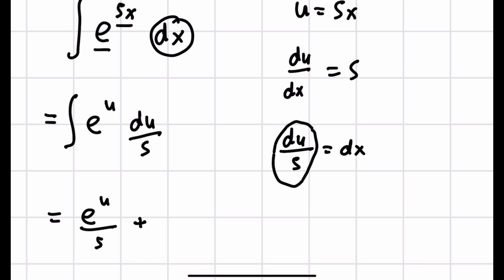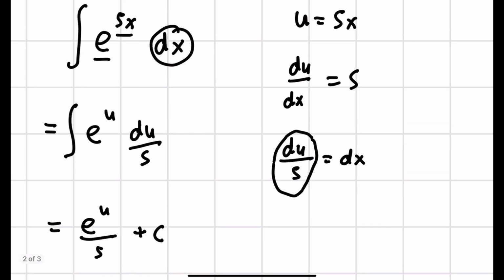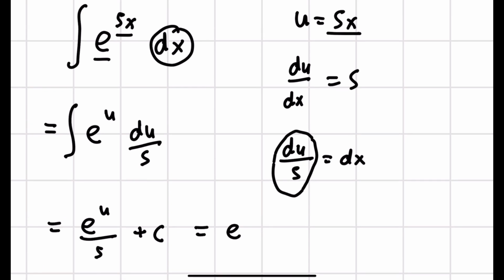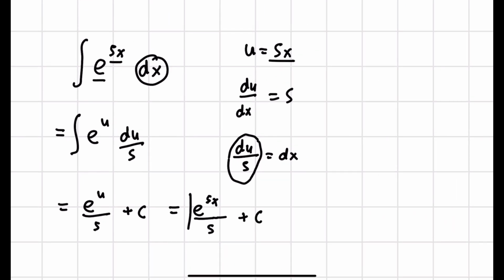And now our final step is to replace the u. So that'll be replaced as 5x. So e to the 5x over 5 plus c. And here is our final answer.